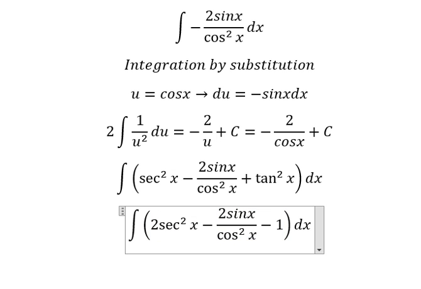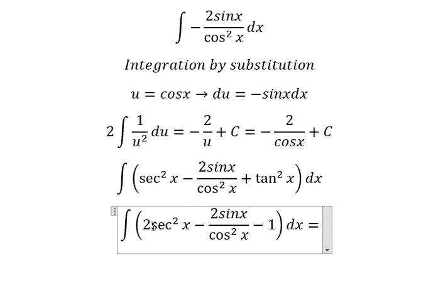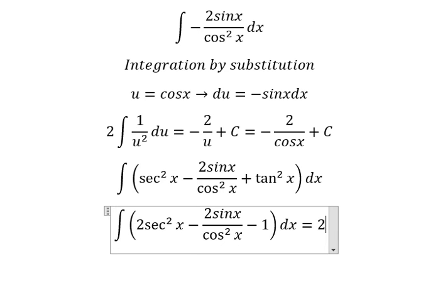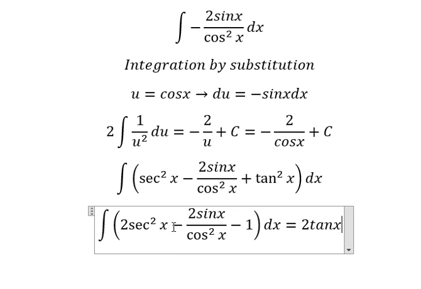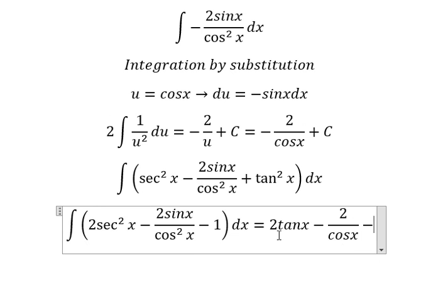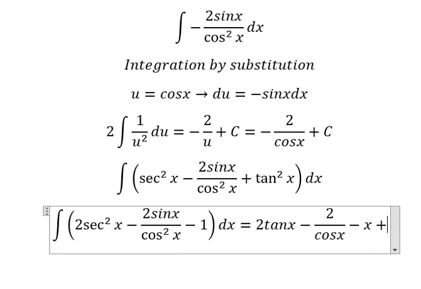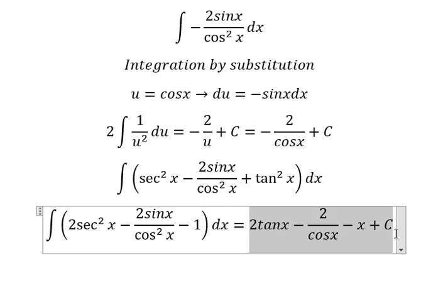And now we have the final answer. The integration of secant squared s, we have tan s. The integration of this one is this one. Number 1 integrates to s. And this is the final answer. This is the end. Thank you for watching.